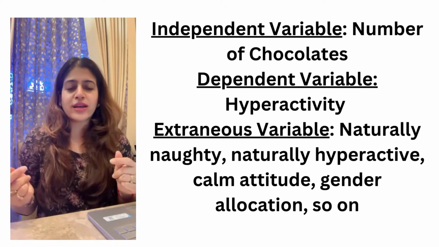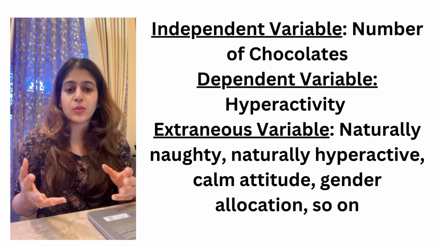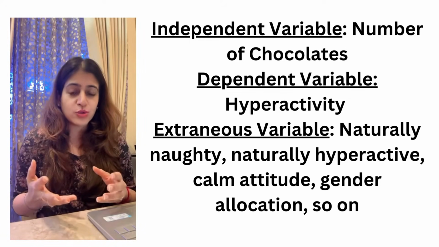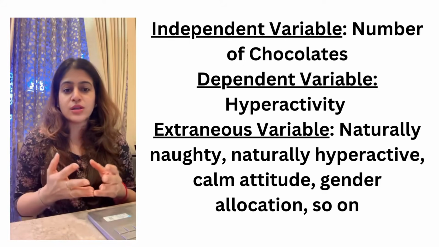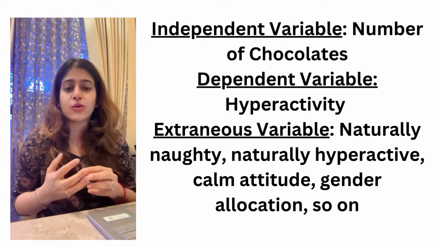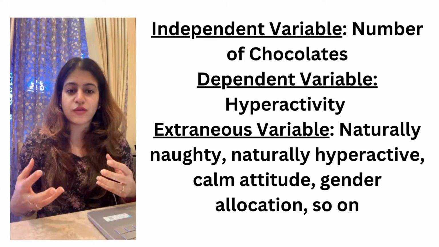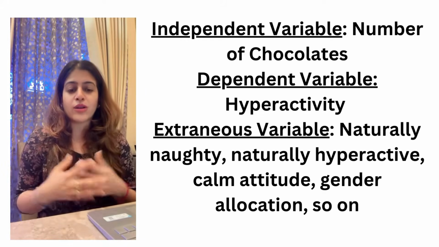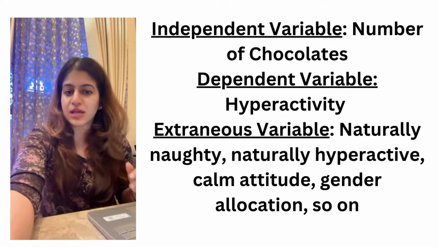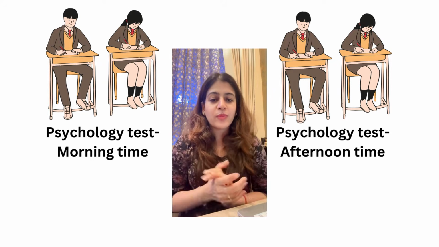Okay, so a quick recap on IV, DV, and extraneous variables. The independent variable here is the number of chocolates used. The dependent variable here is the hyperactivity. Extraneous variables can be a number of things like the gender allocation, the natural hyperactivity of the child, or their calmness or attitude. So these can be the extraneous variables. Okay, well, let's do one more last example.